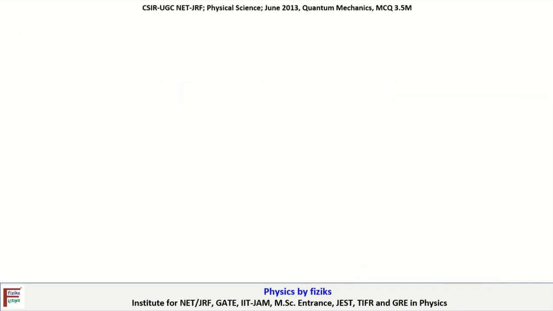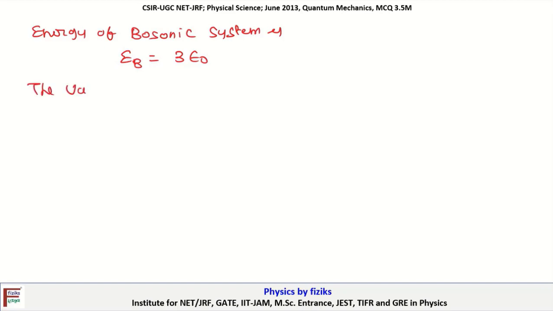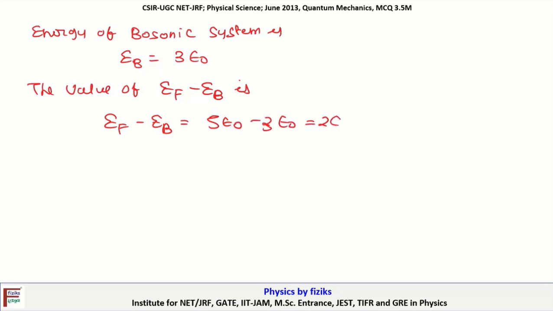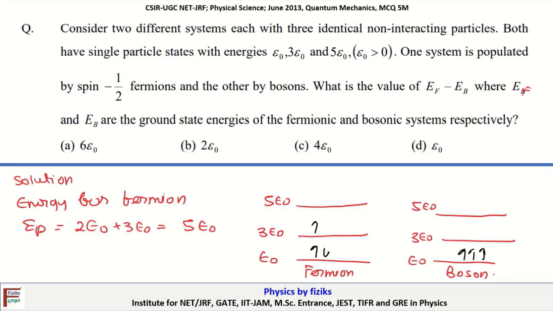Energy of the bosonic system, EB, will be equal to 3 epsilon naught. The value of EF minus EB is 5 epsilon 0 minus 3 epsilon 0 equals 2 epsilon 0. Thus, our correct answer for this problem is option B, that is 2 epsilon 0.